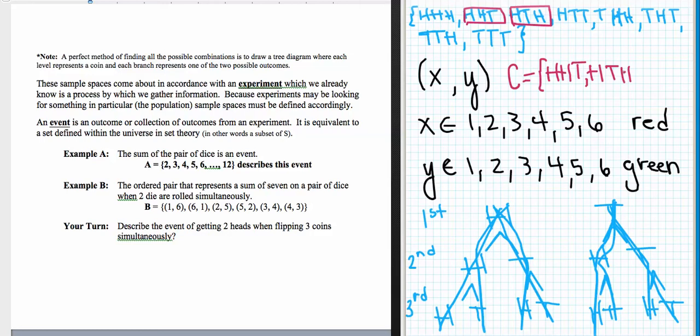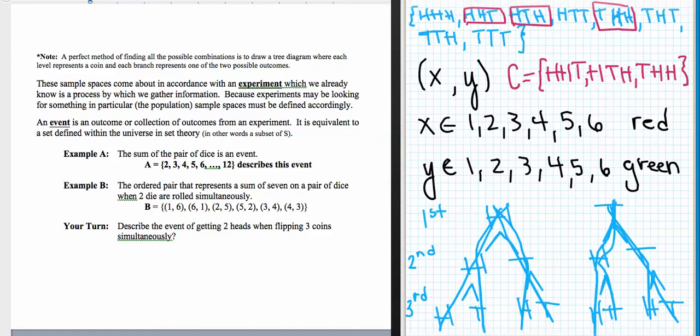And then we look at the next one. No, that one's not going to work. It only has 1 head. Oh, here's another one. This one also has 2 heads, so we're going to put that into our event C. So we have tails, heads, heads. And then we have tails, heads, tails, no; tails, tails, heads, no; and tails, tails, tails, no. And so that's what we're going to look at.